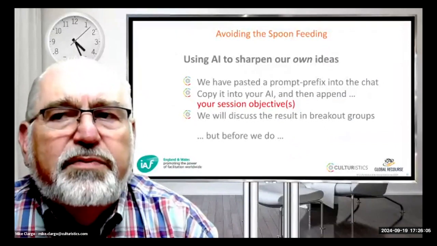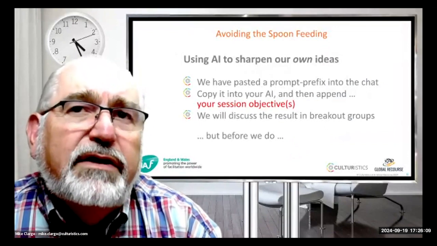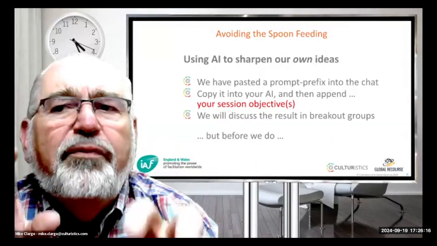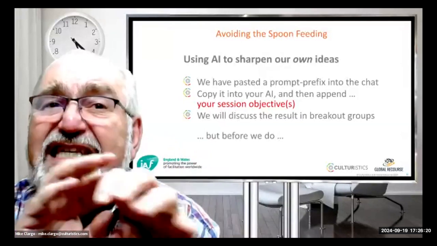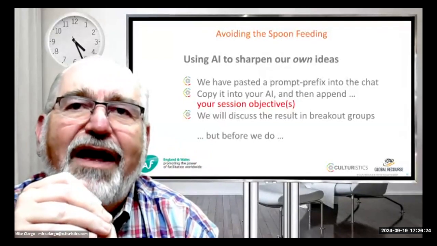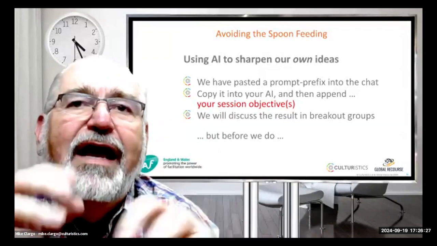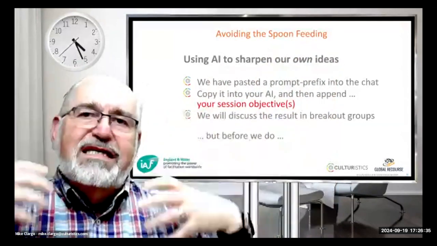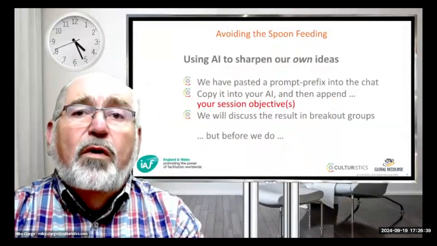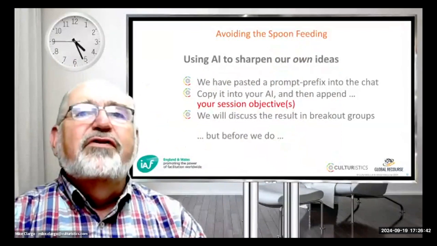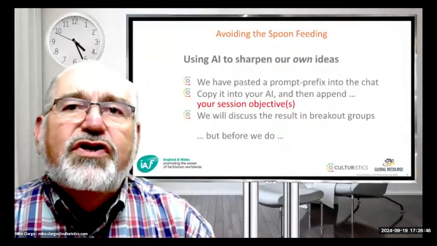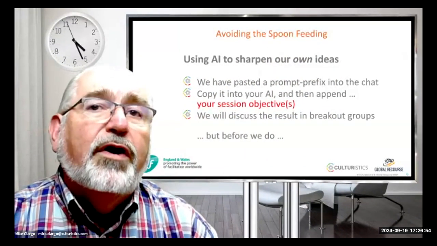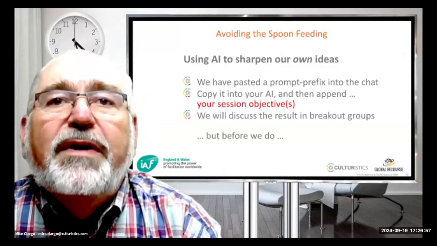So we're pasting a prompt prefix into the chat. What we'd like you to do this time around is bring an objective that you've used in a workshop or are about to use in a workshop. The prompt prefix will ask ChatGPT to critique that objective, give you a sense of what's going to happen if you use it, and how you might improve it. So this is avoiding the spoon feeding of ChatGPT to you. This is about you doing the work and then saying to ChatGPT, go on, improve on it then. If you could do that now, that will be absolutely great. And then we'll discuss the results of you trying to improve your own work with ChatGPT back in the breakout rooms. But you'll be in different breakout rooms.